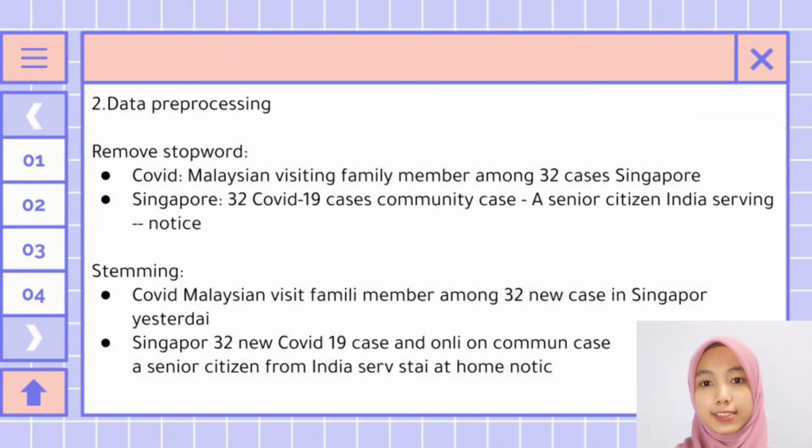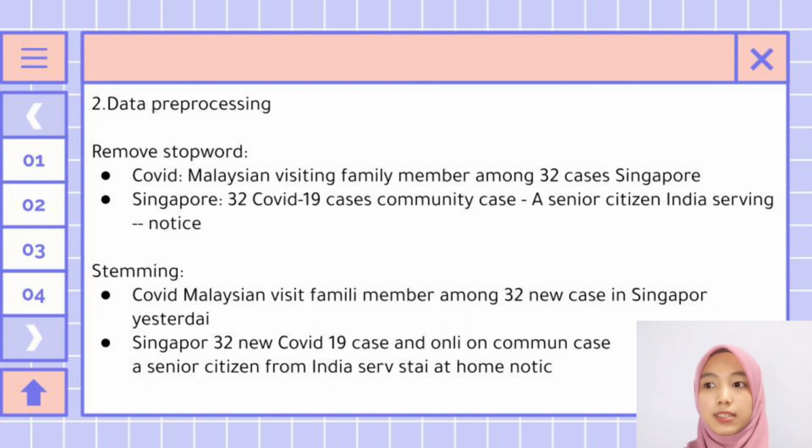Okay, the next one is what are stop words. Stop words are words which are filtered out before or after processing of natural language text data. Any group of words can be chosen as the stop words for a given purpose. For some search engines, these are some of the most common words, such as the, is, at, which, and on. As you can see in the slide, the sentences will be different, such as COVID, Malaysia visiting family member among 32 cases Singapore. It is totally different from the previous slide.